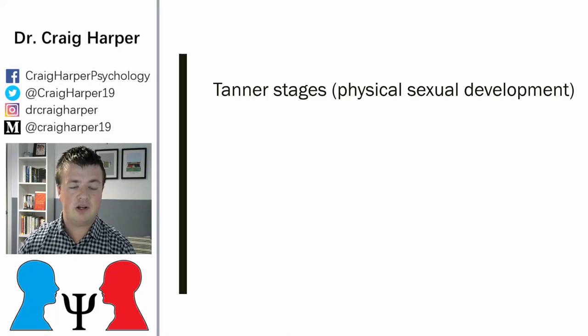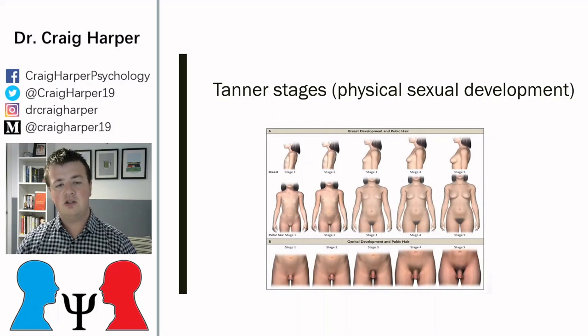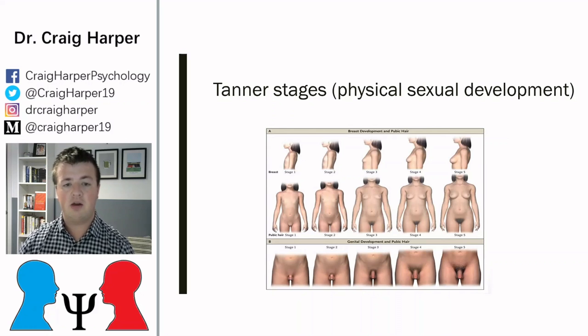I will flash up now a picture of cartoons of naked children and adults, so just be aware of that. But just to demonstrate what the Tanner stages look like, essentially what we're looking at in females, or in girls and women, is breast development and pubic hair growth, and in boys and adolescent boys, we're looking at genital growth and pubic hair growth.